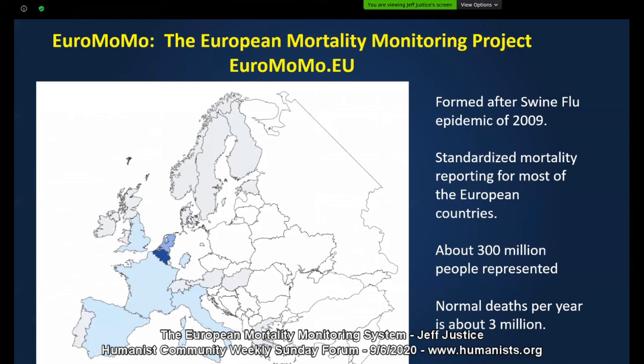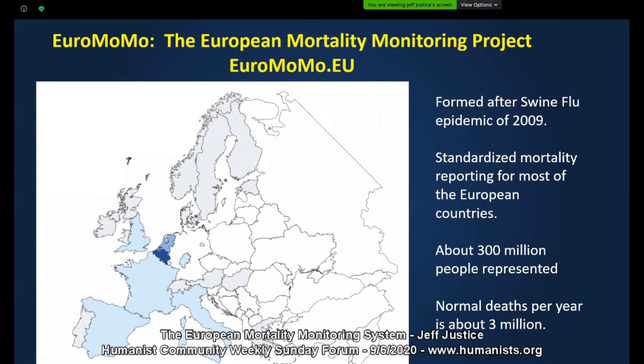They formed the European Mortality Monitoring Project, Euromomo. And so about half the slides in this presentation are going to be Euromomo slides. About 300 million people live in the countries that they service, and they standardized on ways of reporting death and the rules that the doctor should use in filling out the death certificates. And they live slightly longer than Americans, but they still have about the same number of deaths per year, about 3 million per year.